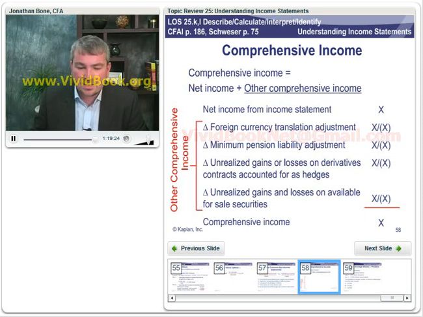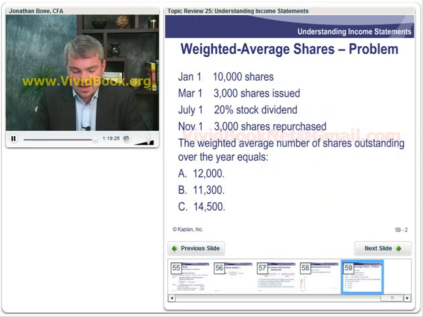Let's finish the reading off with a quick little computation. It's a weighted average number of shares calculation. So we've got 10,000 shares in issue at the beginning of the year, a further 3,000 shares issued on the 1st of March, then a 20% stock dividend, and then 3,000 shares repurchased. What is going to be the weighted average number of shares? Well, remember, take that stock dividend and apply it to the 10,000 and the 3,000 because they were both in issuance before the date of the stock dividend.